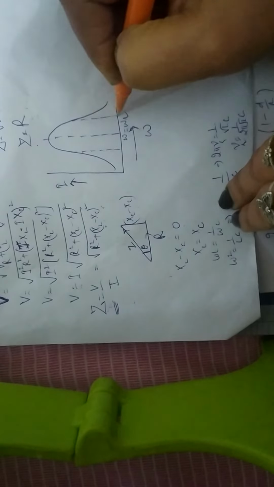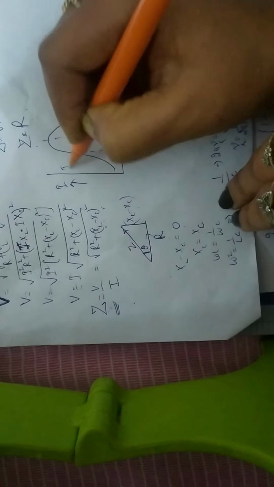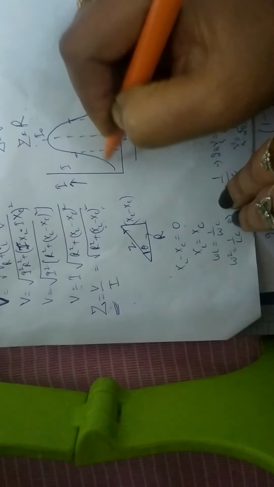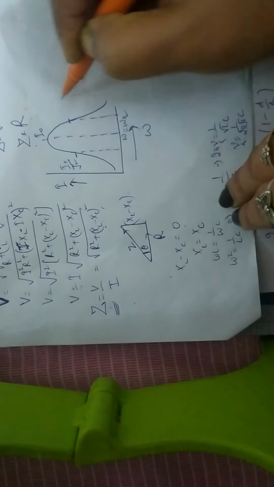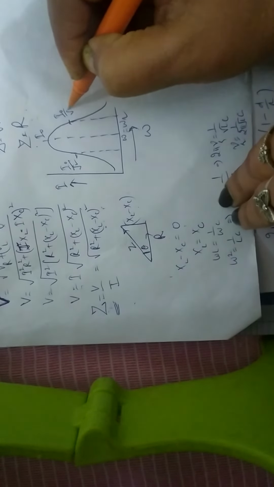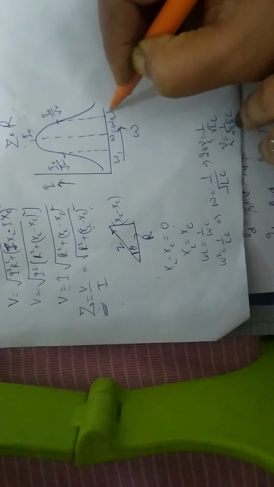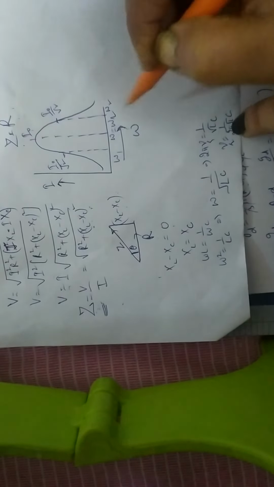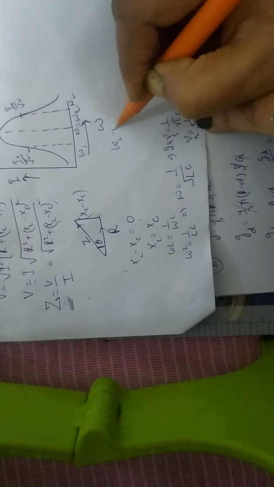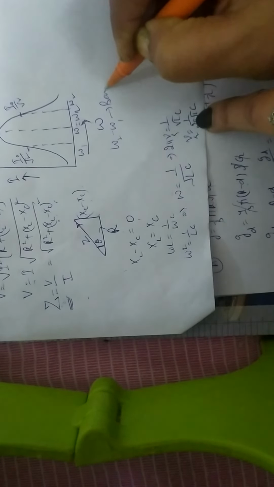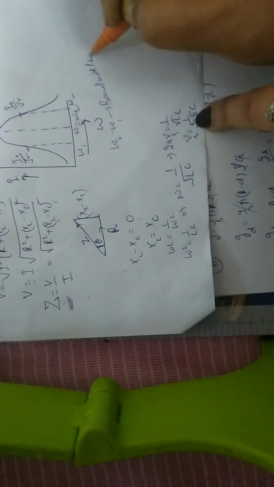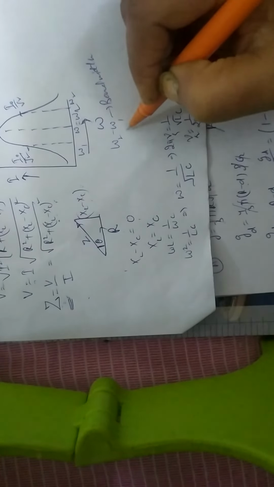Around this omega R, there are two positions where the current reduces to 1 by root 2 times its value at the peak, if I naught is the peak value. These frequencies are denoted by, suppose, omega 1 and omega 2. Then the difference omega 2 minus omega 1 is called bandwidth, like bandwidth of different channels. So this is your bandwidth.